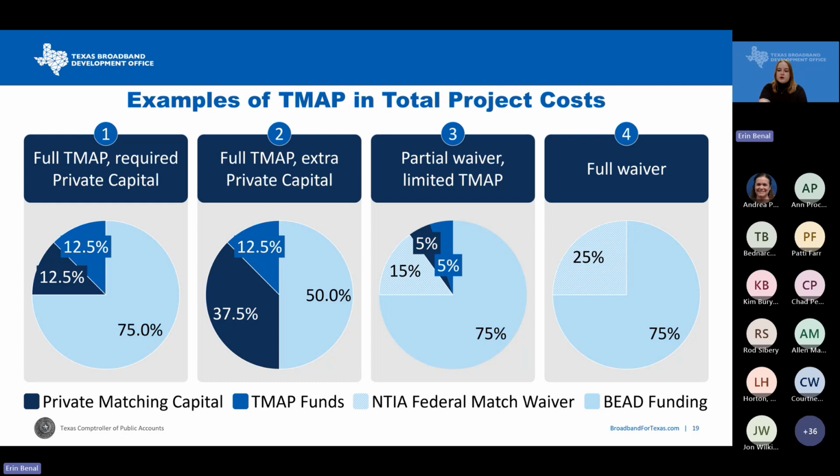In scenario 4, the applicant has requested a full waiver. If granted, the applicant may not request TMAP funding, but is also not required to provide any match funding. Please note that the waiver may not be granted by NTIA. If the waiver is denied, the applicant must provide the required match for the awarded project area.